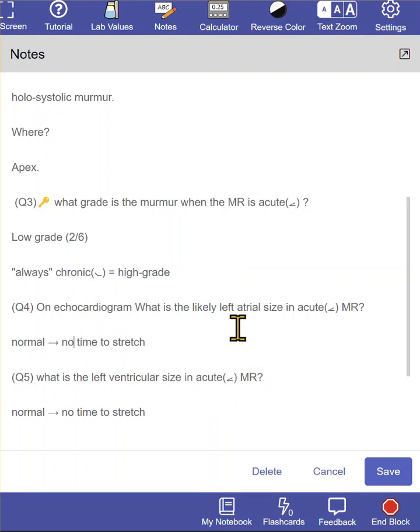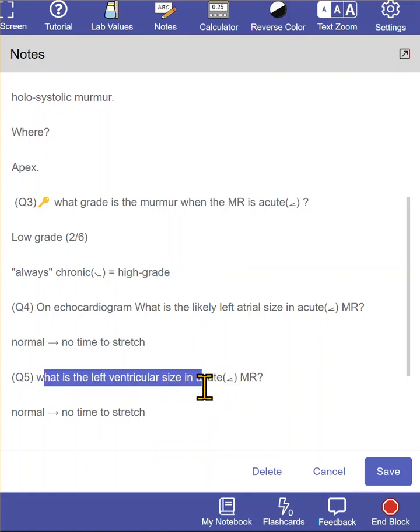So on echocardiogram, what is likely left atrial size in acute MR? So normal, no time to stretch. That is exactly correct, actually. It turns out that on echocardiogram, your acute MR is going to be smaller, and your left atrial size is not going to change as a result of the MR yet, because it hasn't had time.